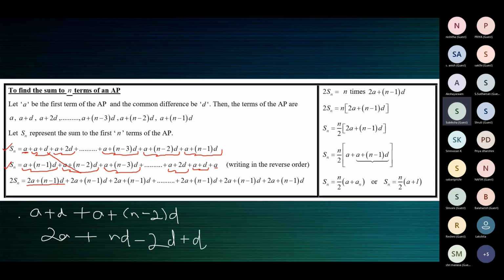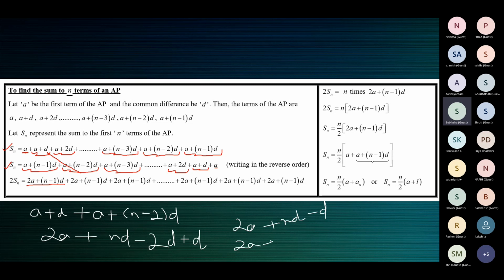You can see here, I've written the second term on the first row and the second term on the second row. We're trying to add them. A plus A is 2A. And here when you open the bracket, n into D is nD, minus 2D, and this plus D. So that gives you 2A plus nD minus D.